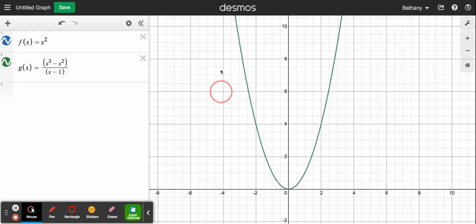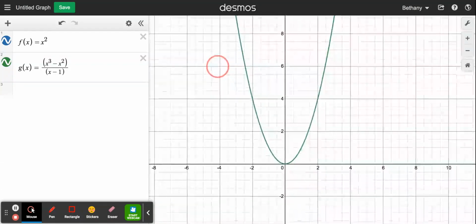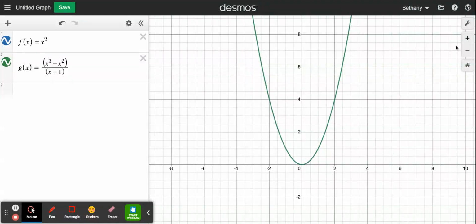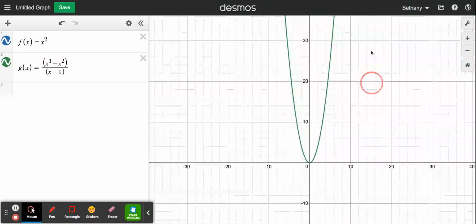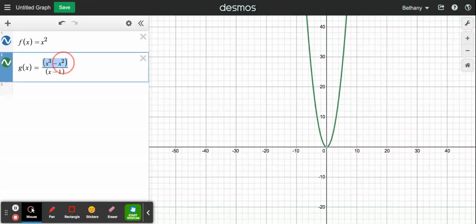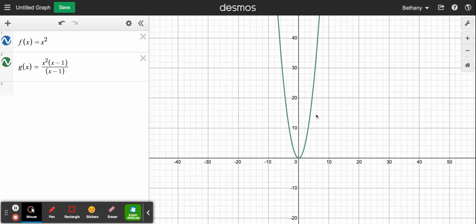So what we see right here is these two functions look identical. The reason why they look identical is because this numerator right here can actually be simplified into x squared times x minus 1 if we were able to factor, which we can. Okay? So this gives us this function right here. So it is saying we have two continuous functions.